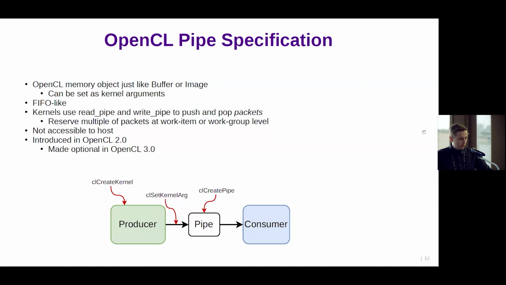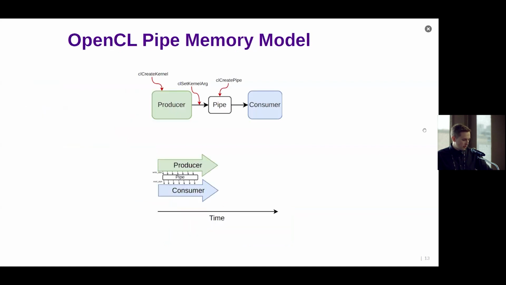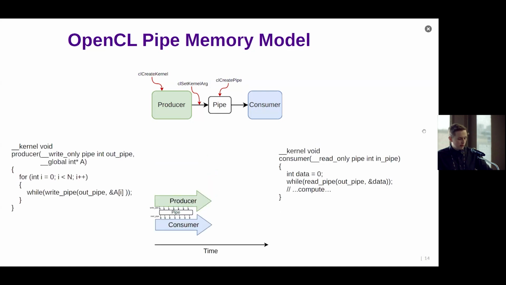So you use the read and write commands to push and pop packets. These packets are like single integers or SIMD vectors of integers. So it seems that it could be useful to implement this kind of fine-grained pipelines. Let's try to do this in a small example here. Let's try to come up with the kernel programs for this.